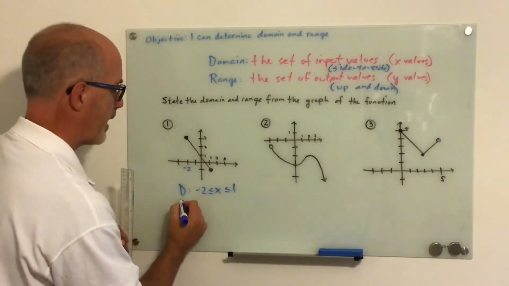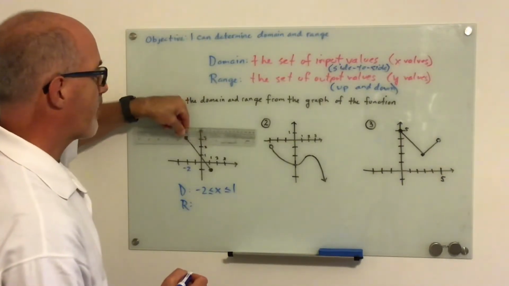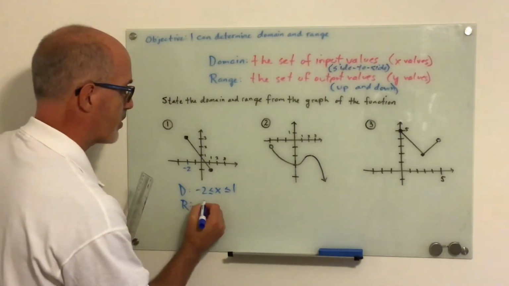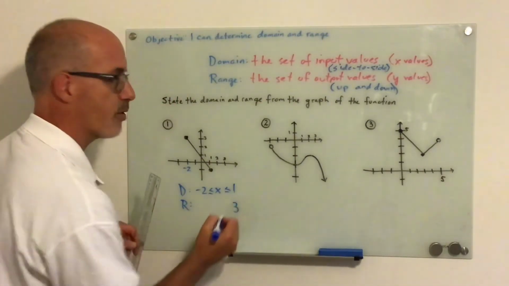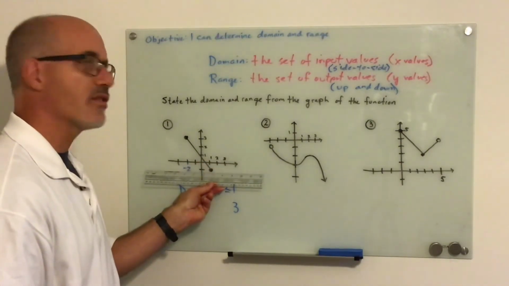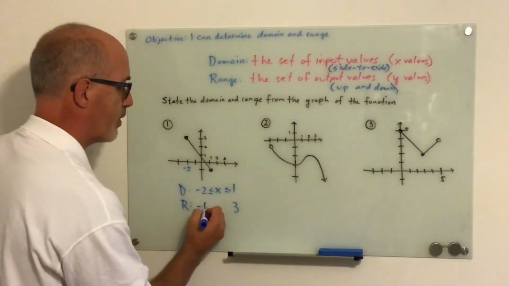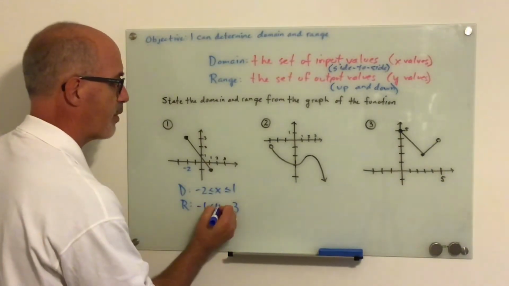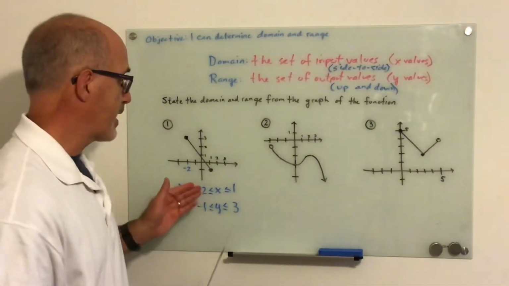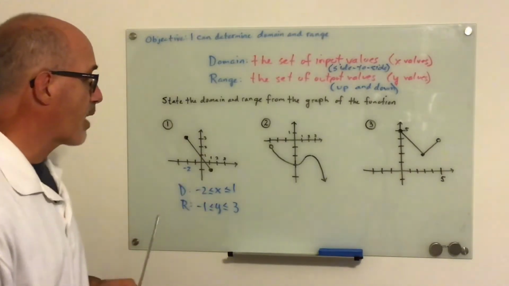Now, for my range, I look to see how far up and down I go. How far up I go is I go up to a 3. So the range is going to have the highest value of a 3. And then when I go down, notice that the lowest value it goes to is -1. So I have a -1, and this is going to be where my y's are restricted for it. So that gives me my left to right and my up and down for this graph.